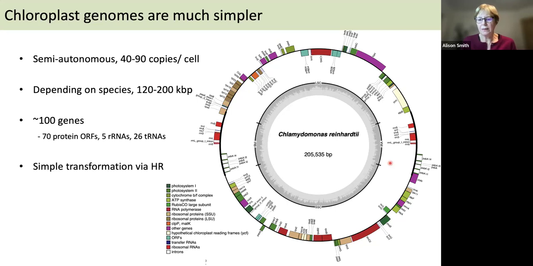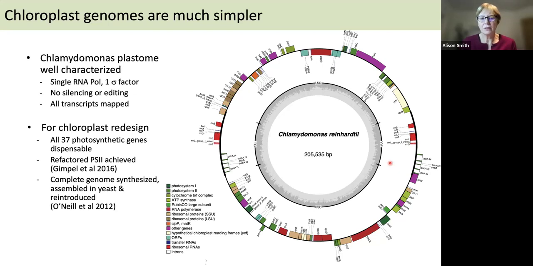It's semi-autonomous, which means that if you have a mutation in the genome, you don't necessarily kill the cell because the nuclear genome is still functioning. And most importantly, you can do simple transformation via homologous recombination. So you can precisely introduce sequences into the genome and knock other ones out.